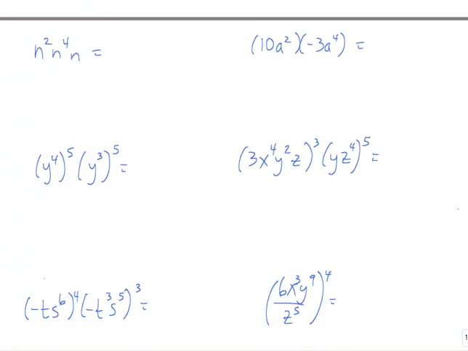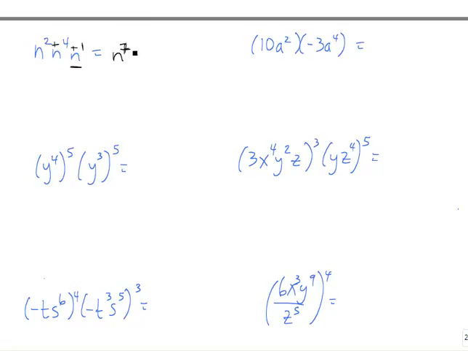Alright, so let's try some out here. If I have n squared times n to the 4th times n, then this becomes n, base n, they all have a common base, and my product rule here says that I can add these powers. And remember, this last term right here, has an implied exponent of 1. So 2 plus 4 plus 1 is going to give you n to the 7th.